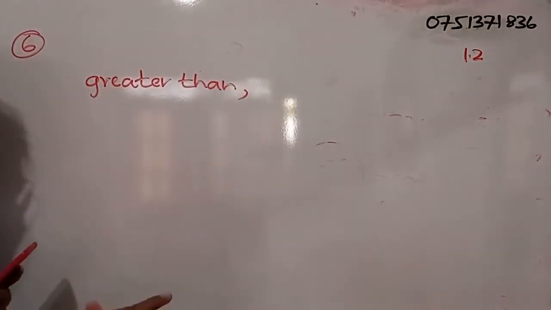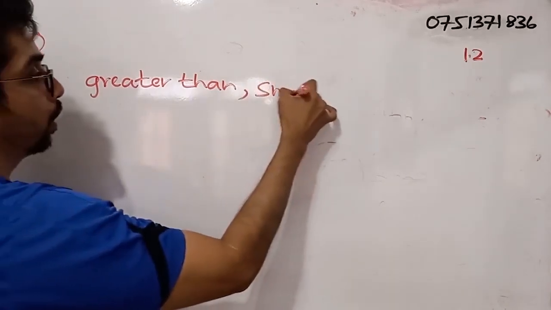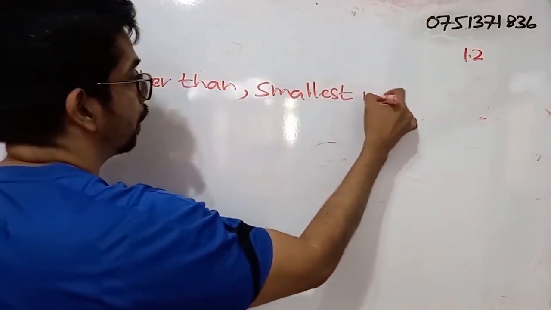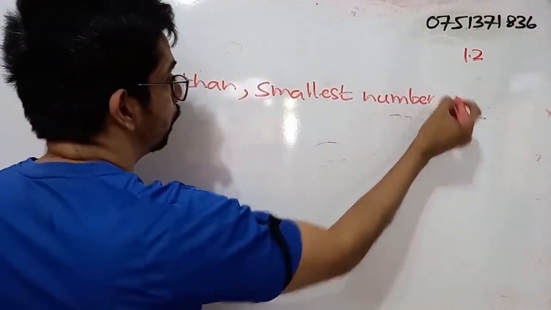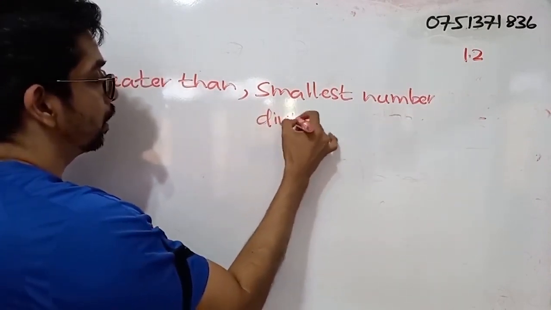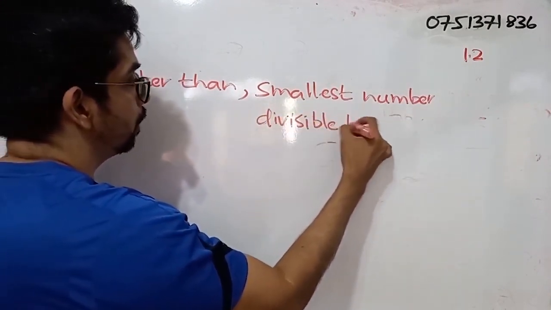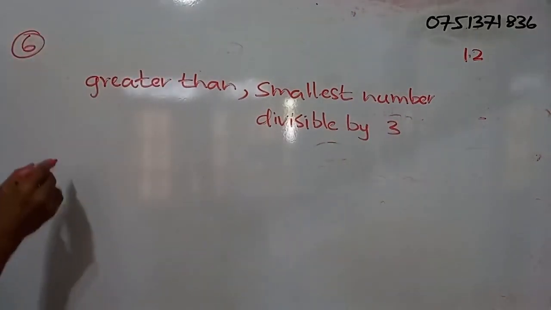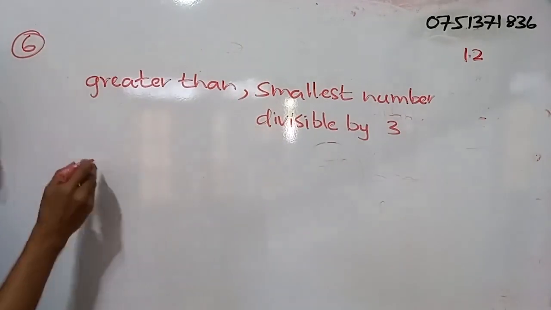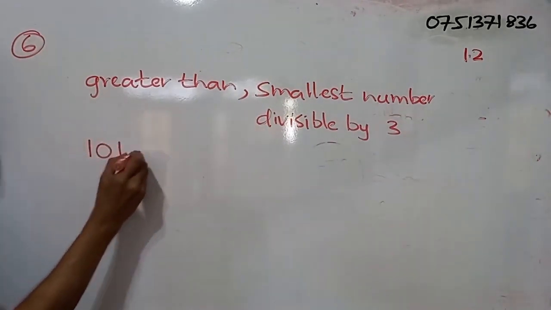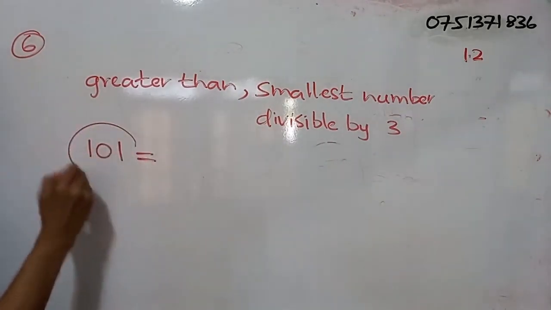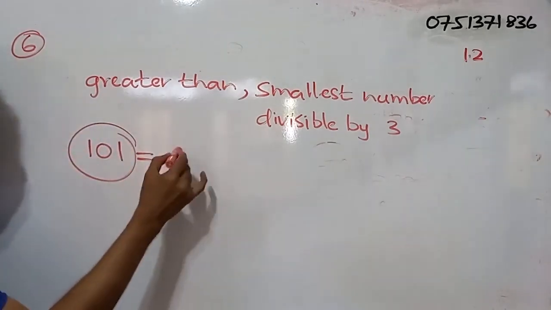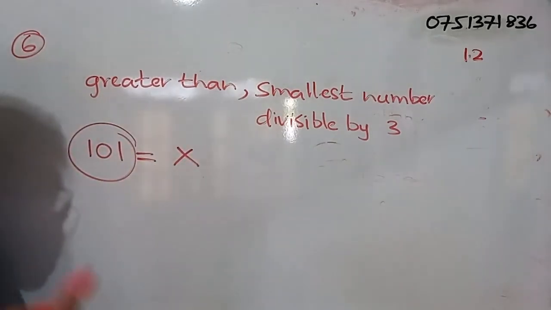And it must be the smallest number divisible by 3. Divisible by 3. Right? So it should be greater than 100, no? What comes after 100? 101. Can we divide 101 by 3? No. Then we must remember the divisibility rules.